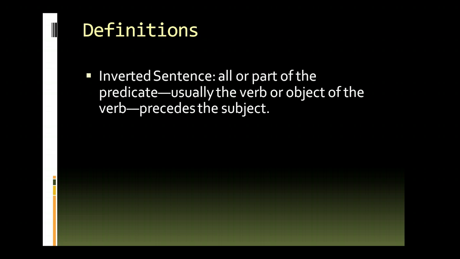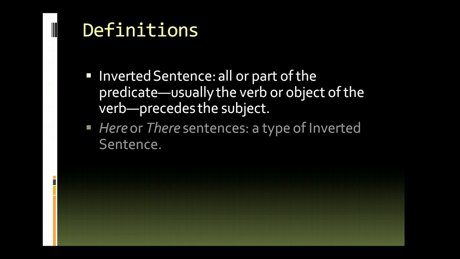Some definitions. An inverted sentence is where all or part of the predicate, usually the verb or object of the verb, precedes the subject. It comes first. Here are their sentences. Here is, there are. It's actually a type of inverted sentence and what we talked about in this lesson.